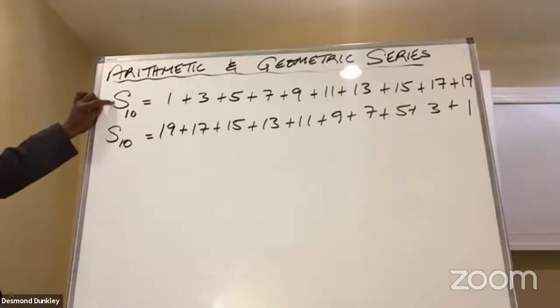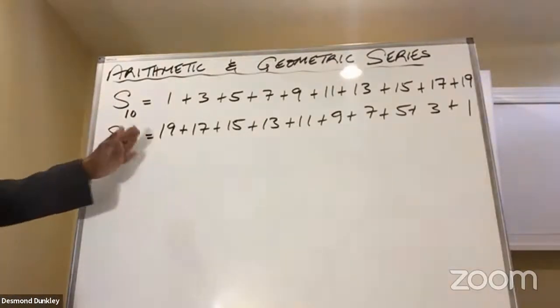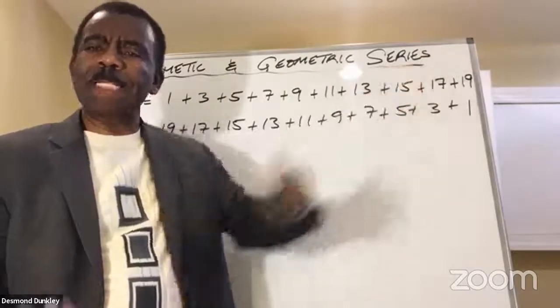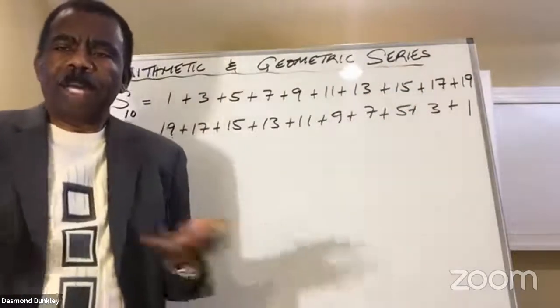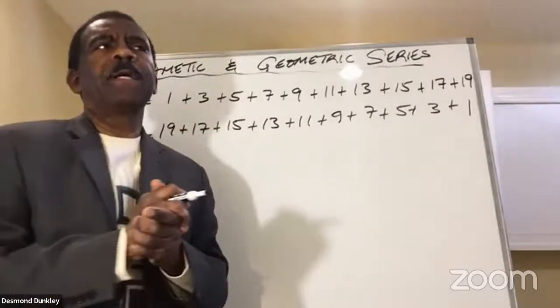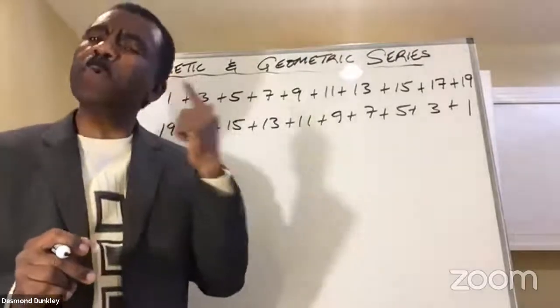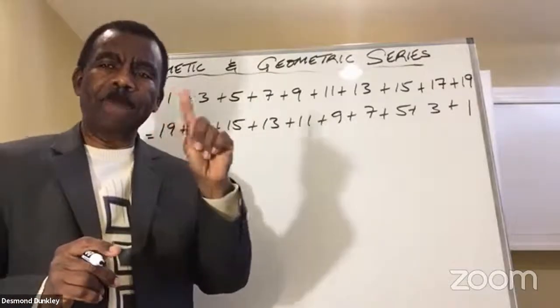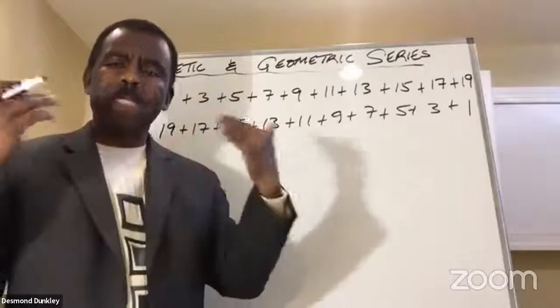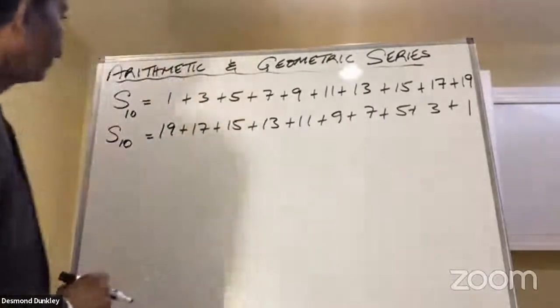So this is the sum of the first 10. This is the sum of the first 10. It doesn't matter if we start adding from the first or from the last. You should get the same result. The order does not matter when you're doing addition. That's also called the commutative property. When A plus B is equal to B plus A, the order doesn't matter. It's a commutative property. Okay?